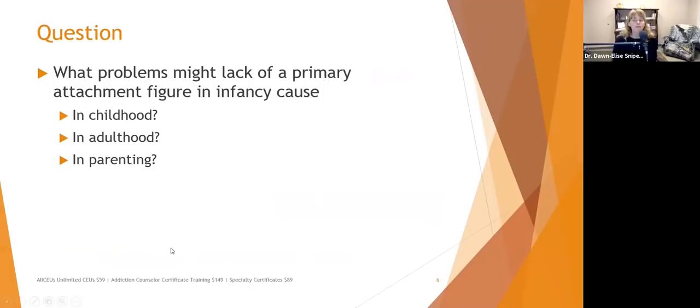So what problems might lack of a primary attachment figure or a good primary attachment relationship in infancy cause in childhood? You have this child that's growing up thinking, people are not trustworthy, I am not worthy, and I'm not capable of interacting with others, or I can't effectively get my needs met. What's that going to look like in childhood, elementary school?